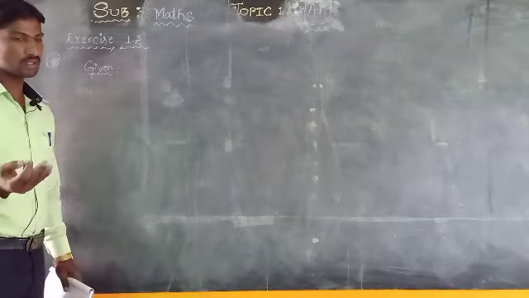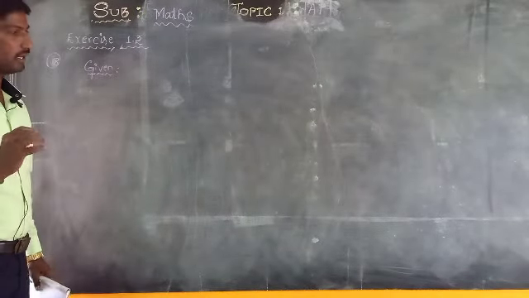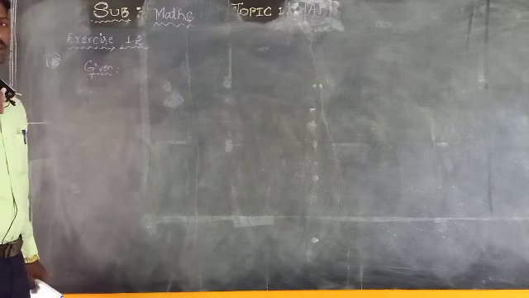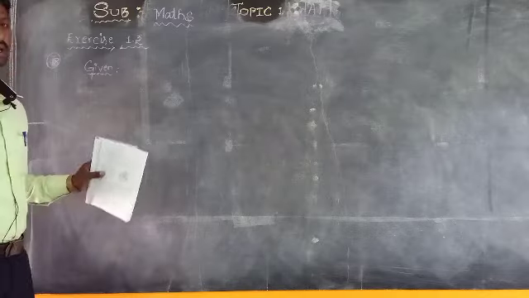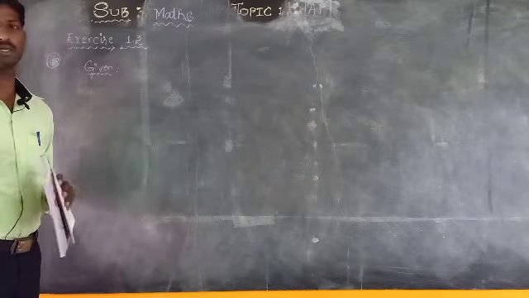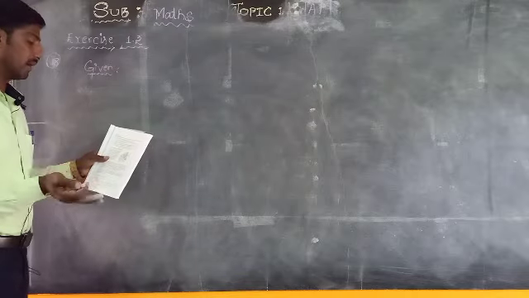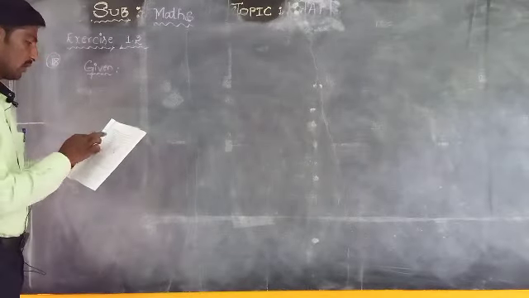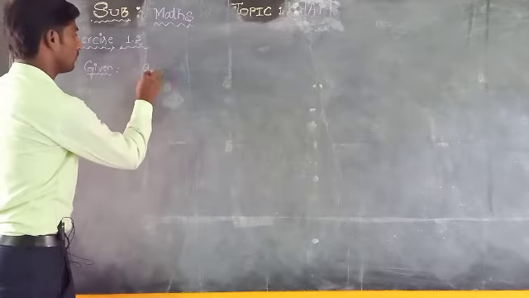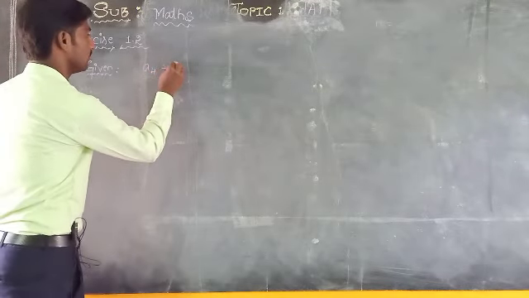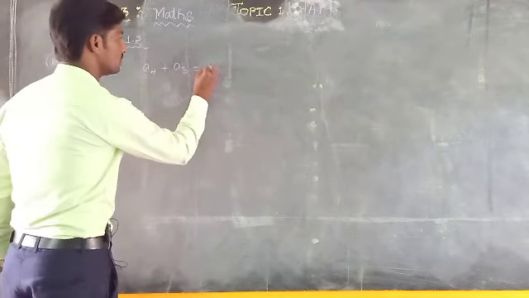To find the first term, second term, third term or fourth term, we need two values, that is the first term and the common difference. Here, neither the A value nor the D value is given. So we need to find the A value and the D value. For that, some data is given. The sum of the fourth and eighth terms, A4 plus A8, is 24.